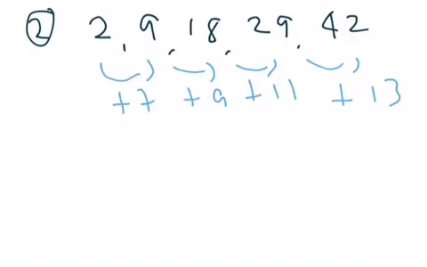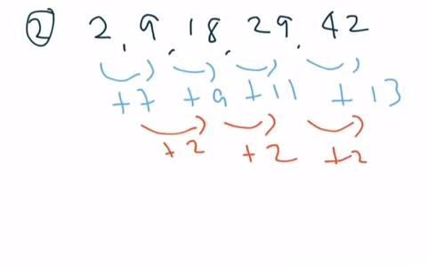Now let's look for the second difference, see if that's a common difference. So 7 to 9 is plus 2, 9 to 11 is plus 2, 11 to 13 is plus 2. We can see there's a common difference of 2. So that tells us we've got another quadratic series here. So we're going to have an n squared in our series.